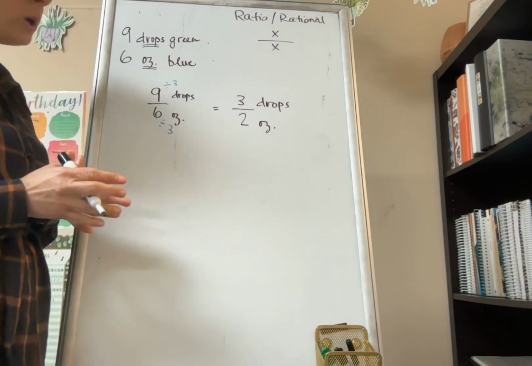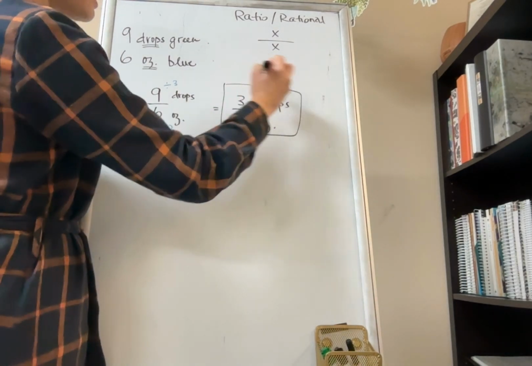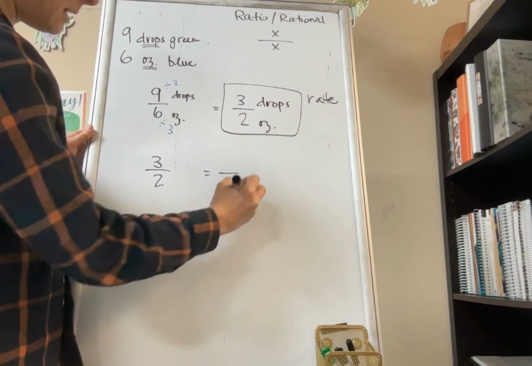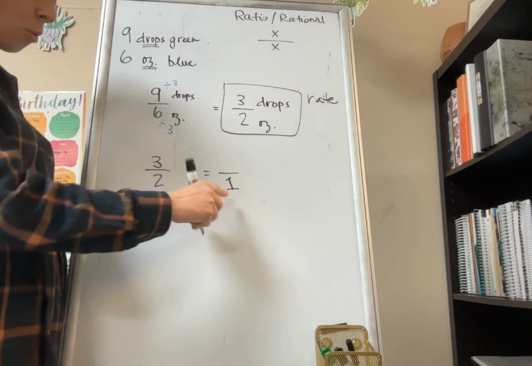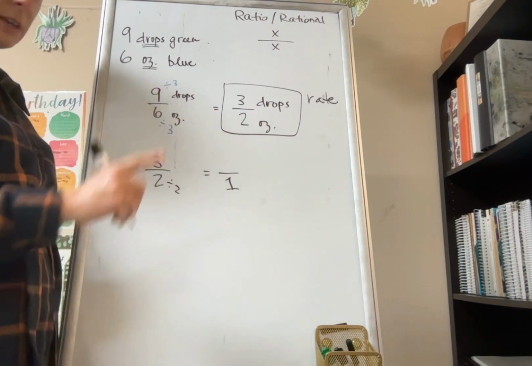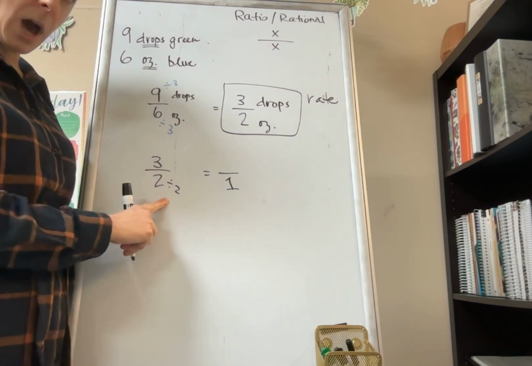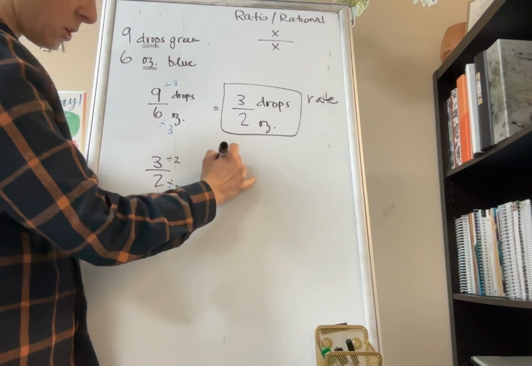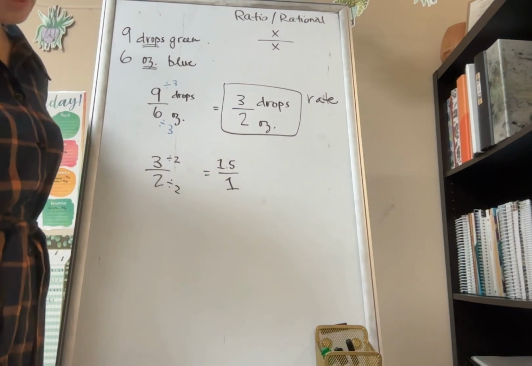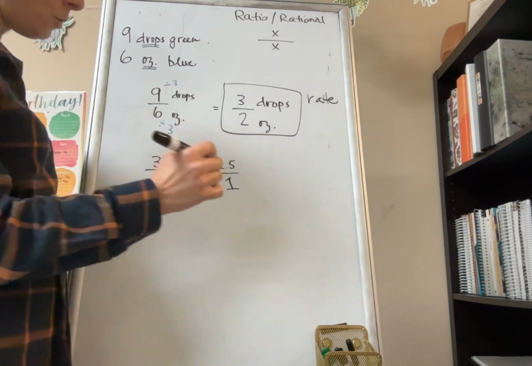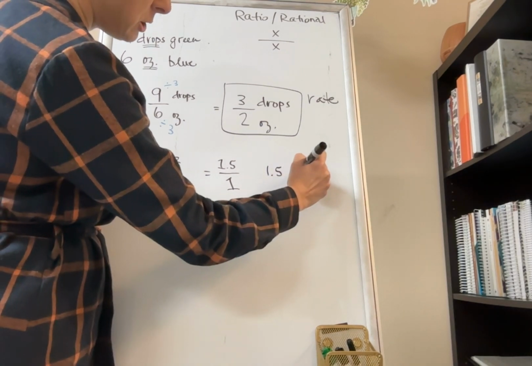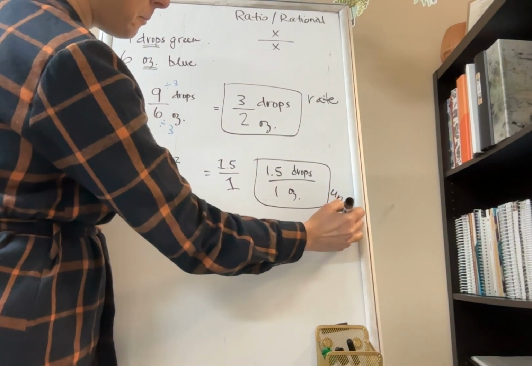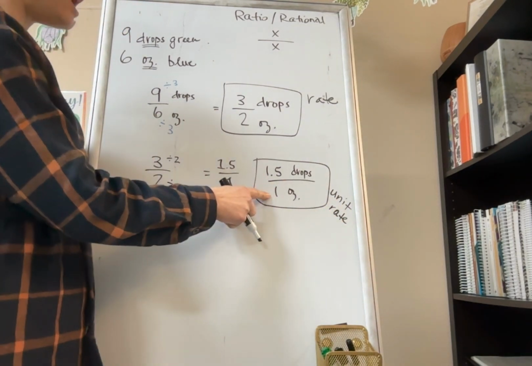Now, the unit rate is when we take this rate here. So let's kind of box this in. This is our rate. Now we want to take that rate and we want to reduce it down till we have a 1 in the denominator. How do I turn 2 into 1? I divide it by 2, right? 2 divided by 2 gives me 1. So if I divide by 2 in the denominator, in the bottom, I need to do it in the numerator in the top. Well, what do I get when I say 3 divided by 2? I actually get 1.5, right? So what this is telling me is that my unit rate is 1.5 drops for every 1 ounce of paint. That's my unit rate because I'm comparing it to a quantity of 1 in the denominator.